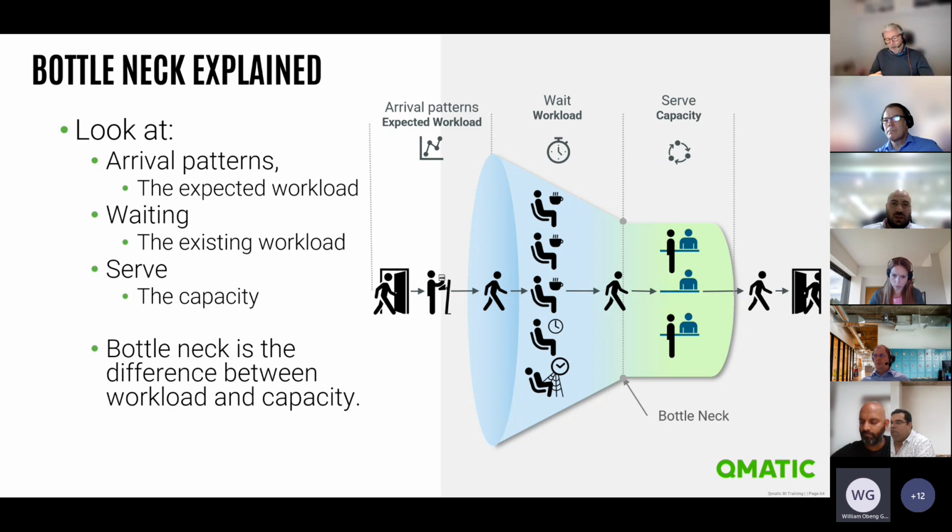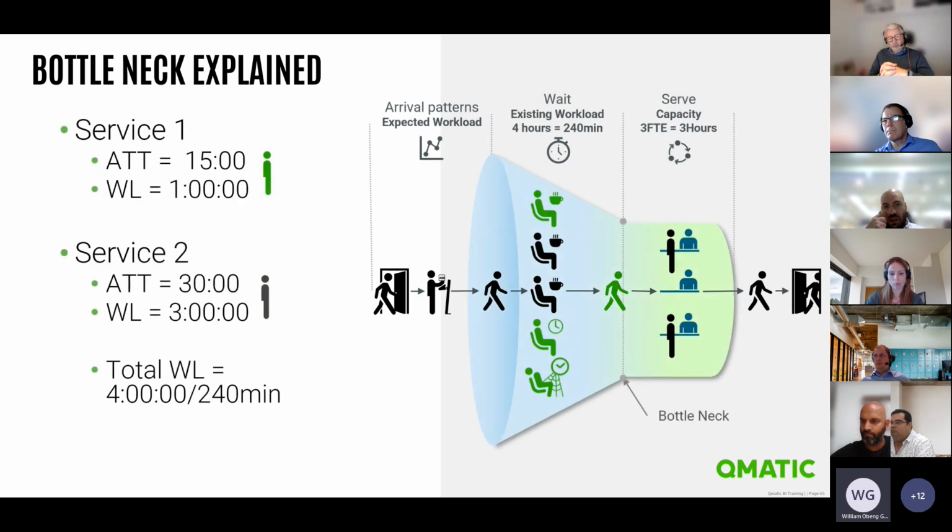Okay. So if you look at it this way, let's say I have, in this case, green people and black people, and the green people have an average transaction time of 15 minutes. I know that from statistics, and I know all the black people take me on average 30 minutes to serve.